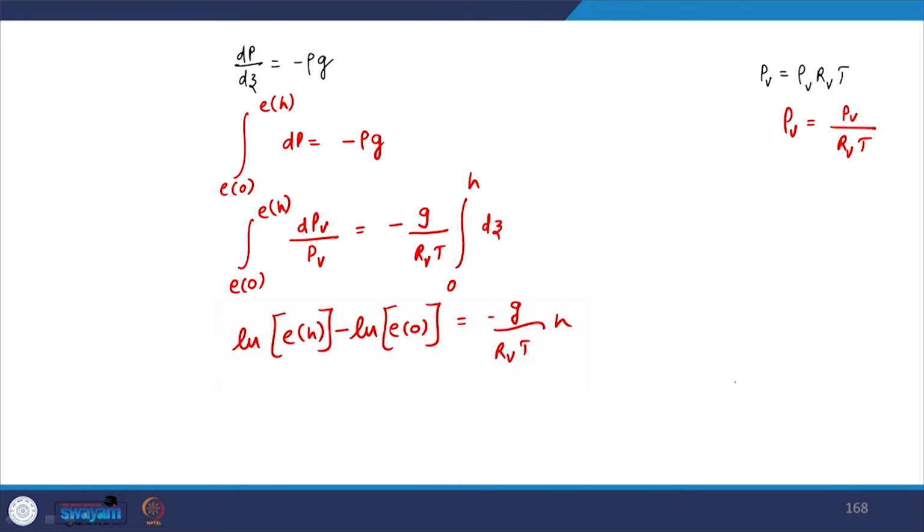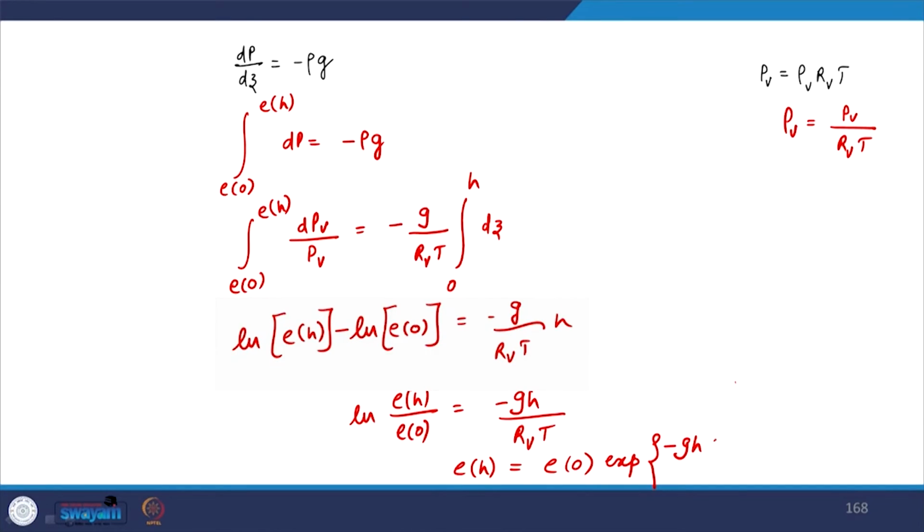So, we can write ln of E of h minus ln of E of 0 is minus g by R v T times h, or ln of E of h divided by E of 0 is equal to minus g h divided by R v T. So, the vapor pressure at a height h, in comparison to the vapor pressure at the base of the tube, is equal to E of 0 times exponential of minus g h divided by R v T.